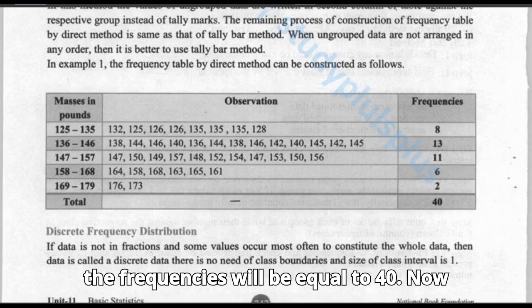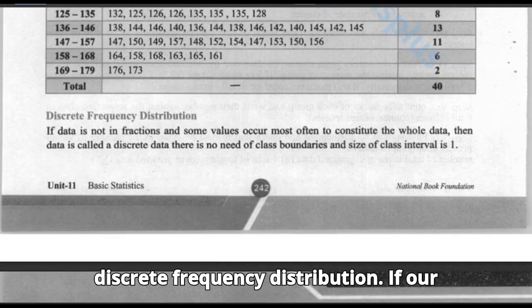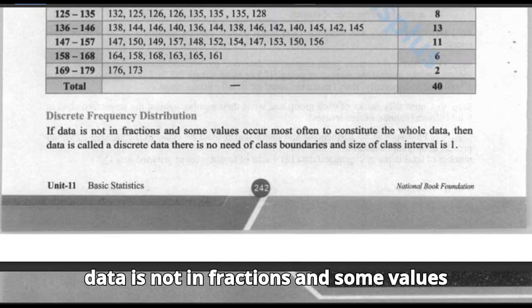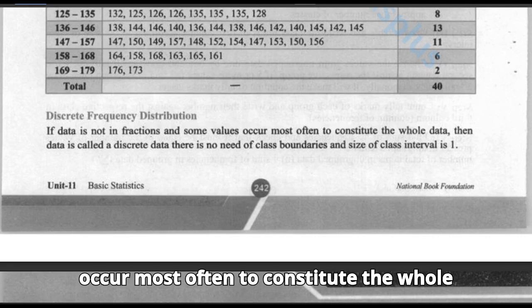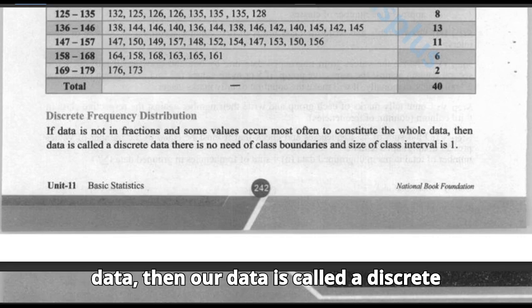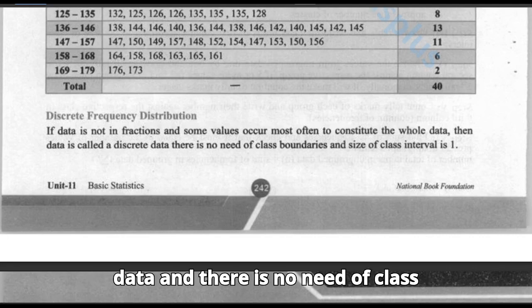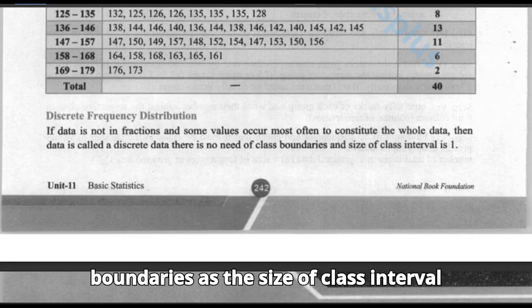Now, discrete frequency distribution. If our data is not in fractions and some values occur most often to constitute the whole data, then our data is called discrete data. And there is no need for class boundaries, as the size of the class interval will be 1.